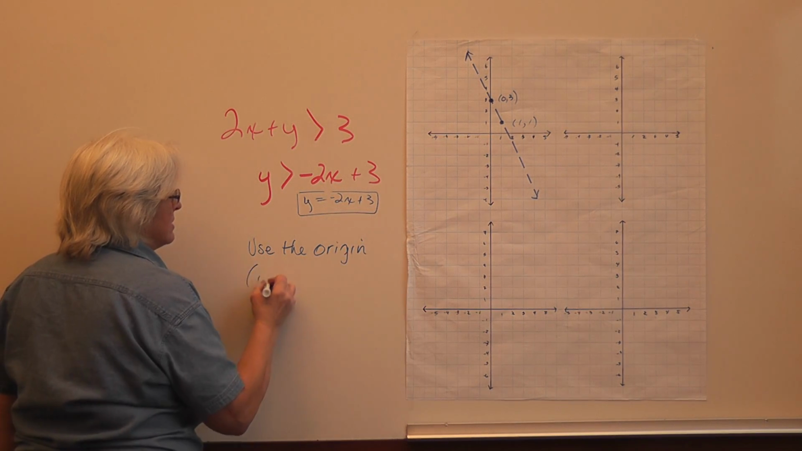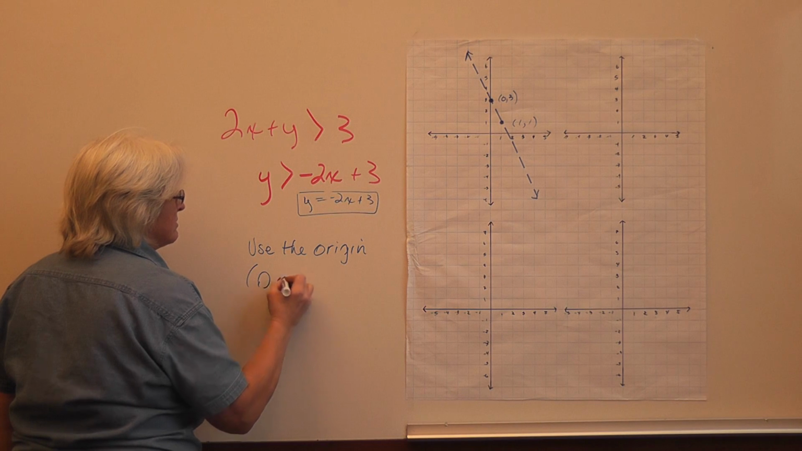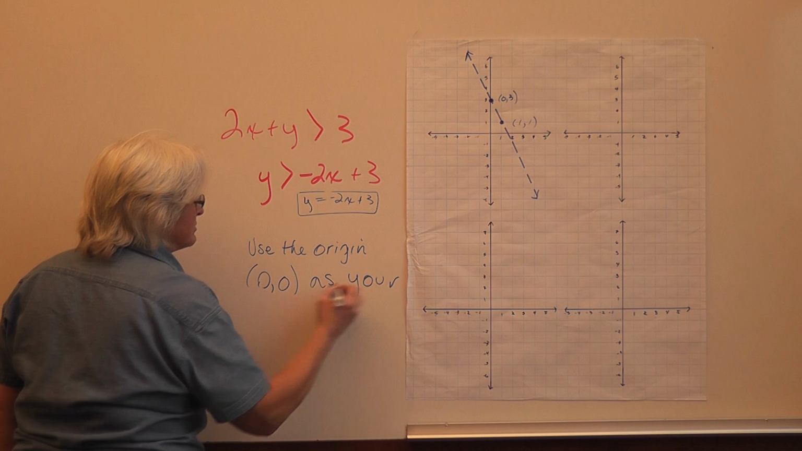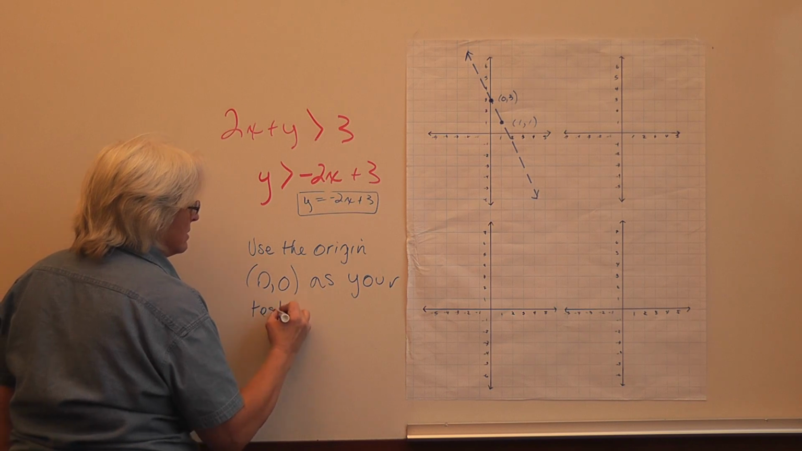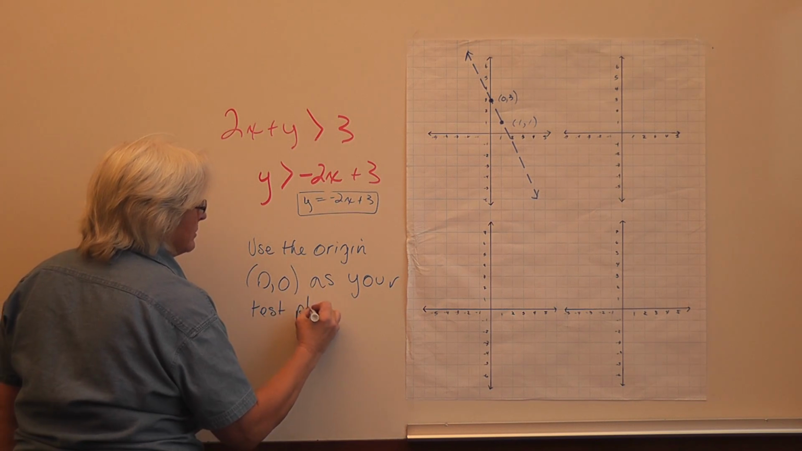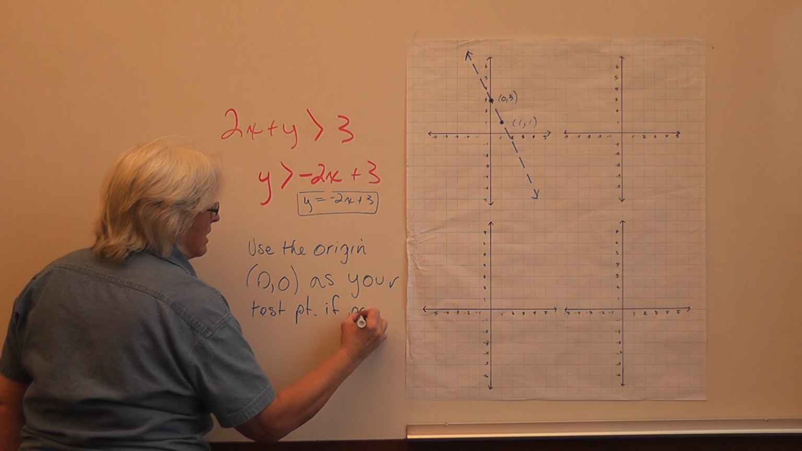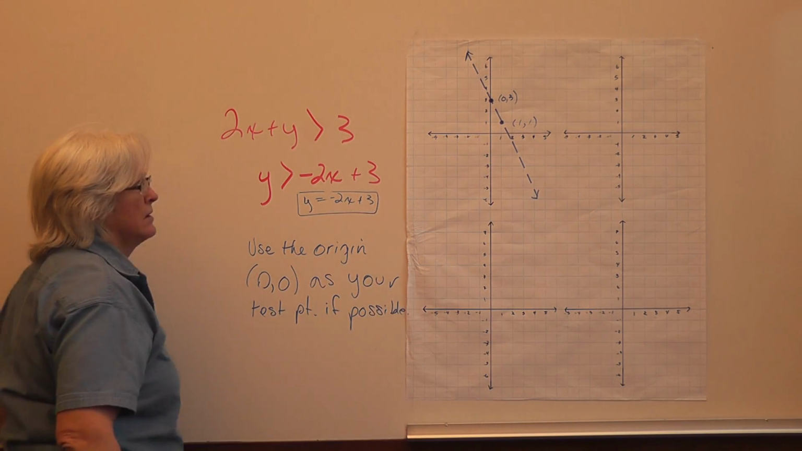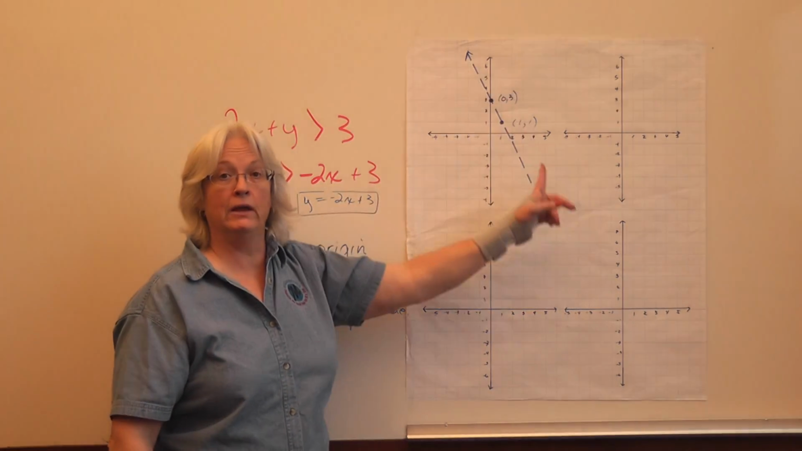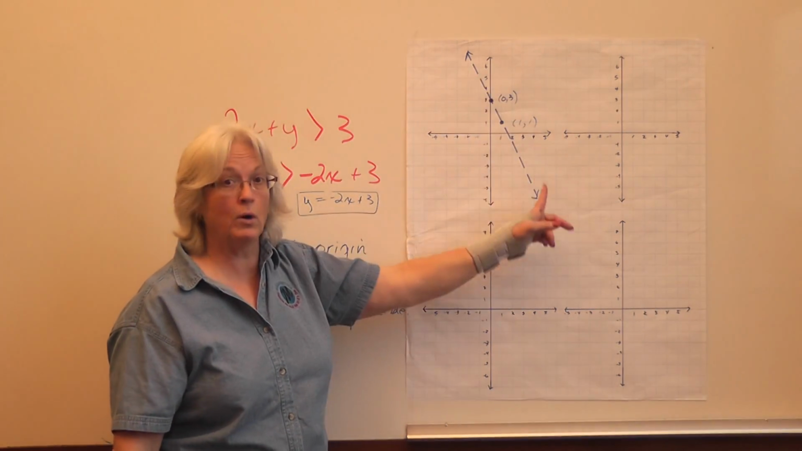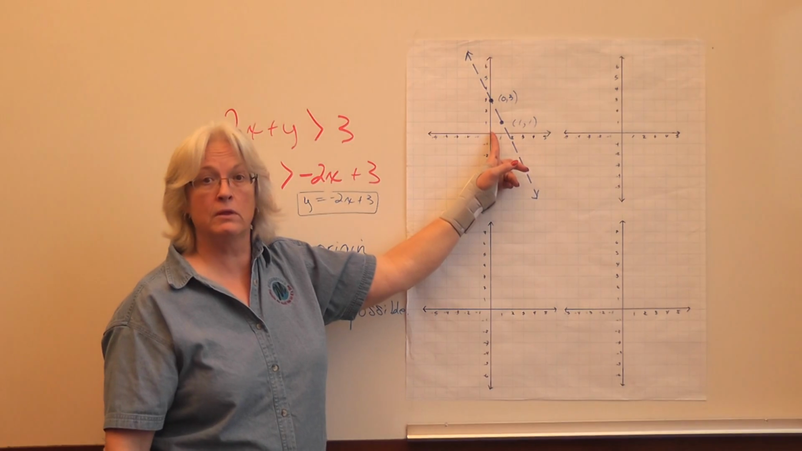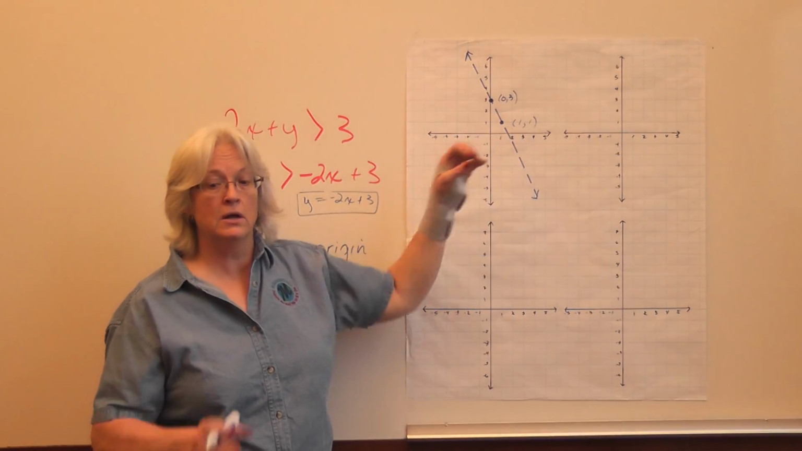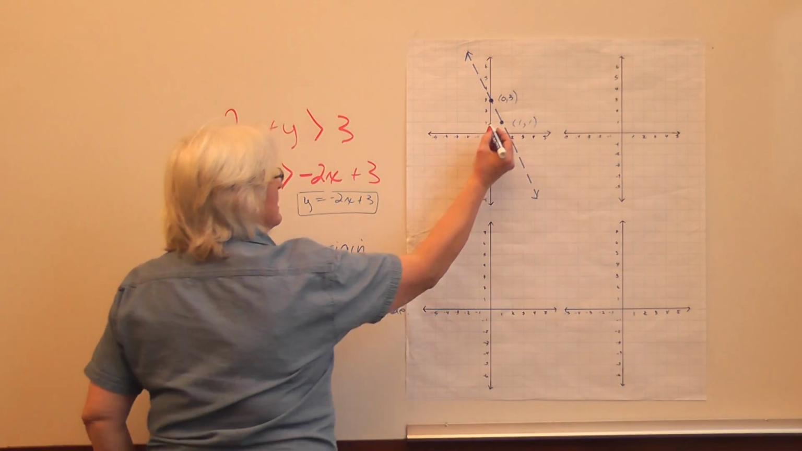What's the origin? The origin is the point 0, 0, as your test point, if possible. How do you know if it can be possible or not? As long as the line, the graph of the inequality, doesn't pass through the origin, you can use it. Is it going through the origin now? No. So this is going to be my test point.